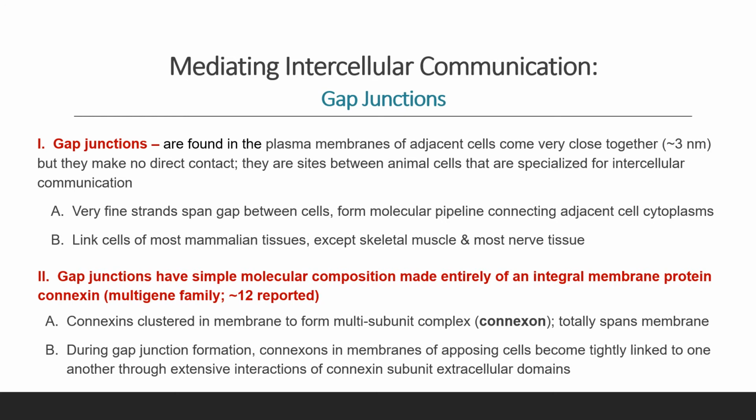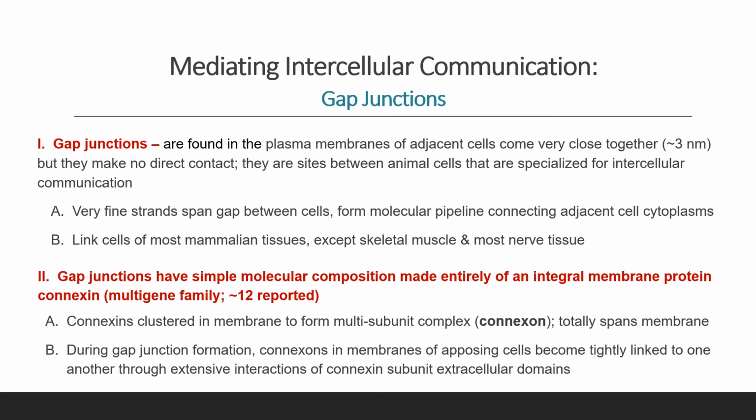They are sites between animal cells that are specialized for intercellular communication, and they are very fine strands that span the gap between cells and form a molecular pipeline connecting adjacent cell cytoplasms. So, they link cells of most mammalian tissues except skeletal muscle and most nerve tissues. So, gap junctions have a simple molecular composition made entirely of the integral membrane protein connexin, which actually comes from a multi-gene family, and there are around 12 types of connexin that have been reported.